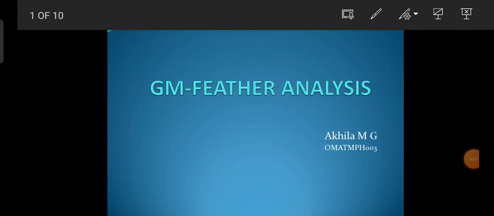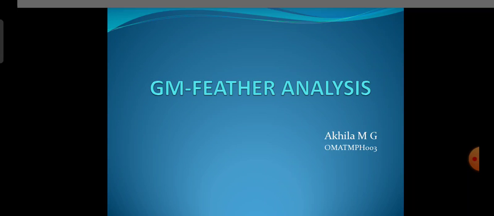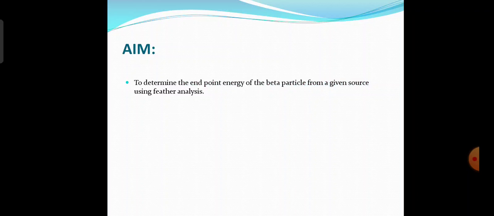Hello all. Today we are going to discuss the experiment Feather analysis using a GM counter. The aim of our experiment is to determine the endpoint energy of the beta particle from a given source using Feather analysis.